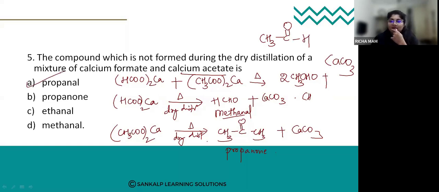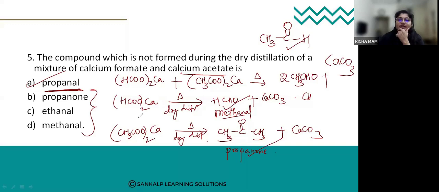So option number A is the answer. Amulya, Yuva, Lubna have answered. Yes, option number A is the correct answer. Which is not formed during the dry distillation of the mixture? Here you can see what all is formed. Ethanol is formed, methanol is formed, and propanol is also formed. So which is not formed is propanol, right?